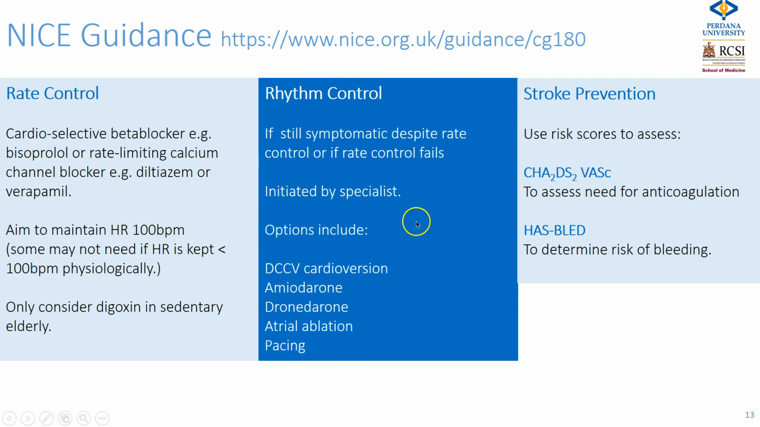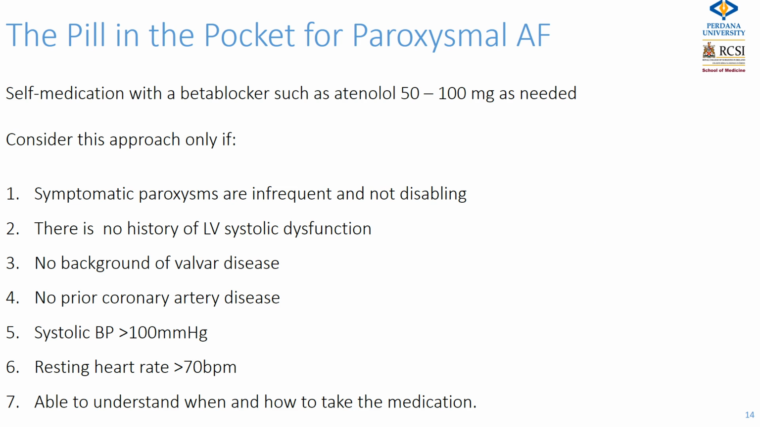The main point of treating atrial fibrillation is stroke prevention, so you need to assess two things. You want to assess the need for anticoagulation using the CHA2DS2-VASc score, and also determine the risk of bleeding with the HAS-BLED score. Let's now look at these. Oh, before we do that, let's look at the pill in the pocket.